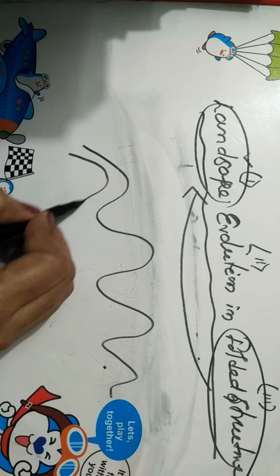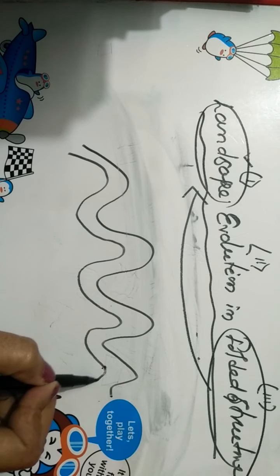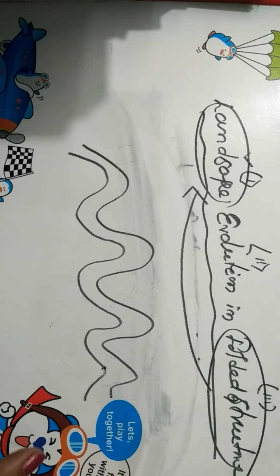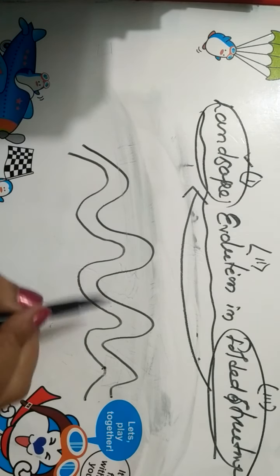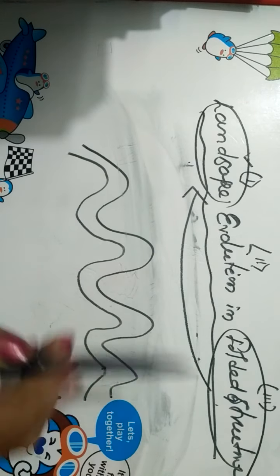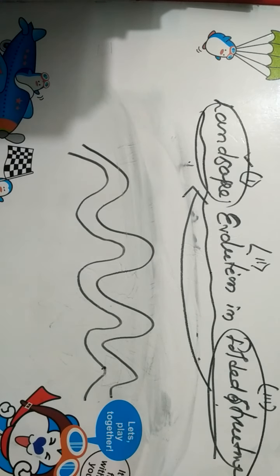We are all familiar that there are various type of fold: asymmetrical, symmetrical, recumbent, and lots of type. We are not going to those aspect of the fold. Now we are going to the point of landscape evolution in folded structure. This is the folded structure, clear? Now go to the point of energy.